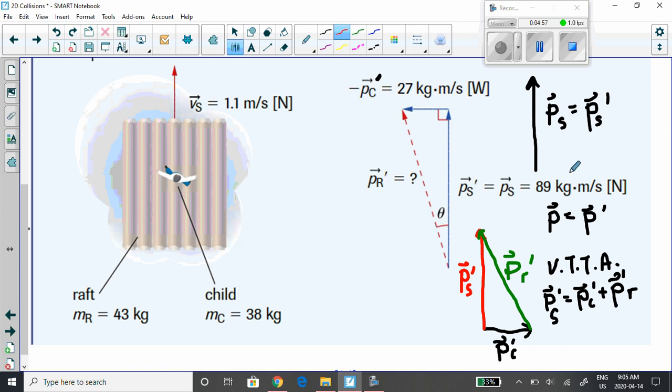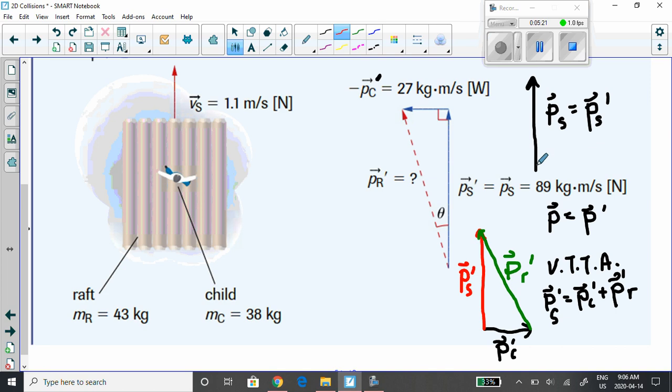All right. Now, what they're basically saying is here is momentum before the child walks of the system is equal to momentum of the system as the child is walking, the after. I don't really use system. I just use P equals P prime, meaning the total before and the total after. They've decided to use system, so we'll go along with it.